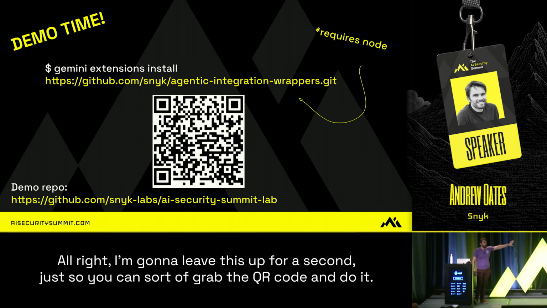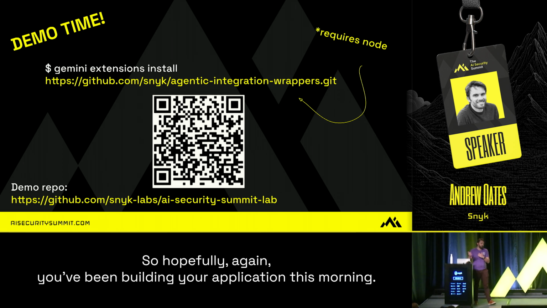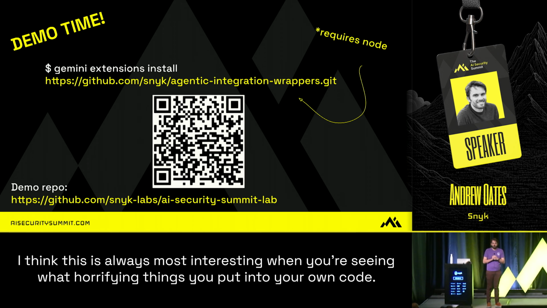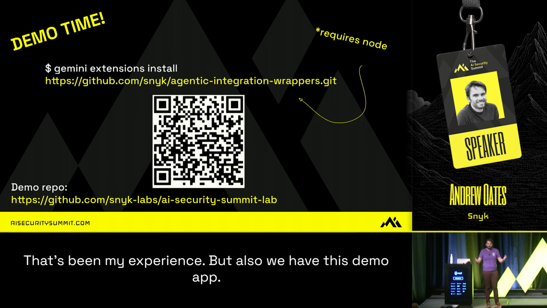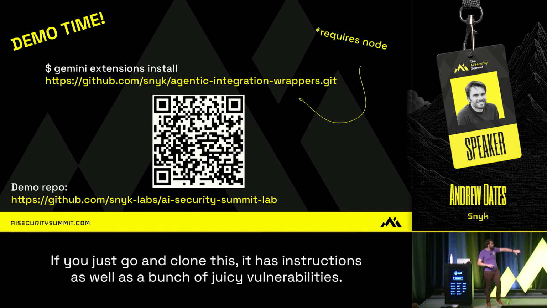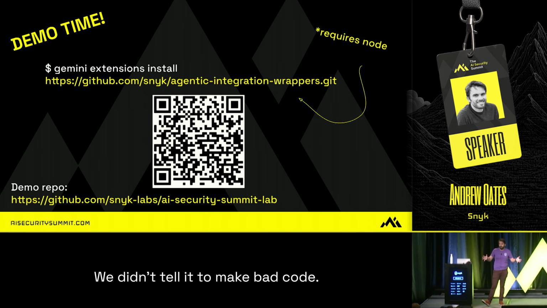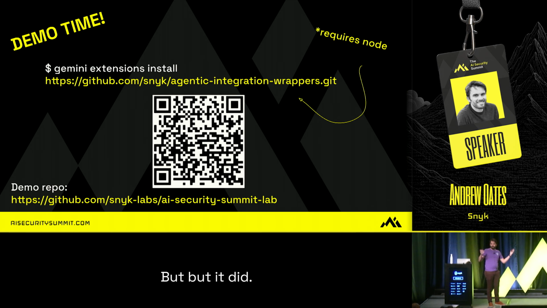All right, I'm going to leave this up for a second just so you can grab the QR code. Hopefully, you've been building your application this morning. Feel free to follow along. I think this is always most interesting when you're seeing what horrifying things you put into your own code. That's been my experience. But also, we have this demo app. If you just clone this, it has instructions as well as a bunch of juicy vulnerabilities. I promise this app was generated just with a prompt. We didn't tell it to make bad code, but it did.